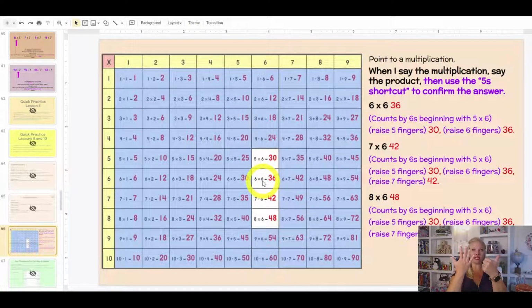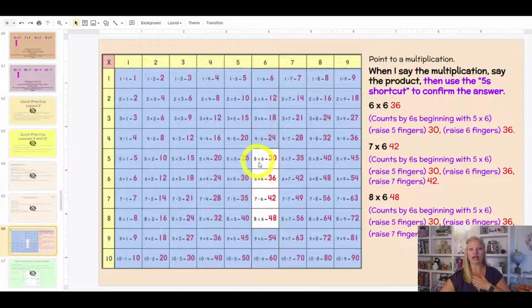Boys and girls, I can do 6 times 6. I have 6 groups of 6. I don't know 6 groups of 6, but I know 5 groups of 6 is 30. Count up, 36. Right? So 7 times 6, class, 42. Boys and girls, show me 7 times 6. I don't know 7 groups of 6. I do know 5 groups of 6 is 30. Count up, 36, 42.